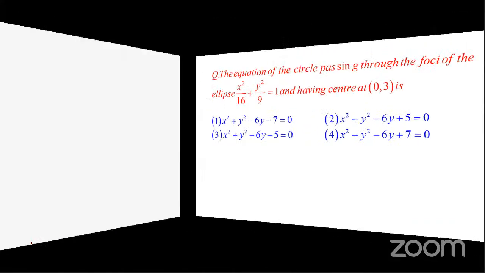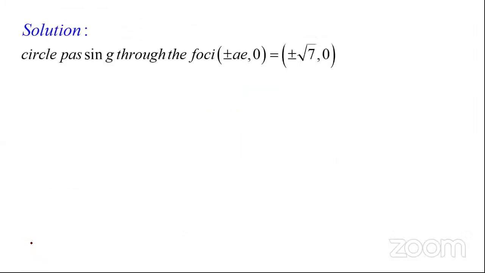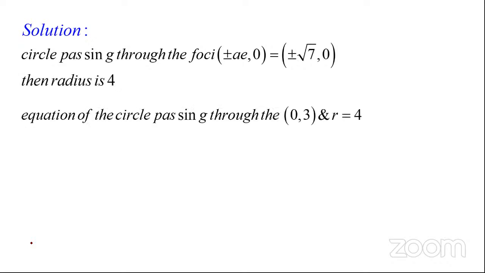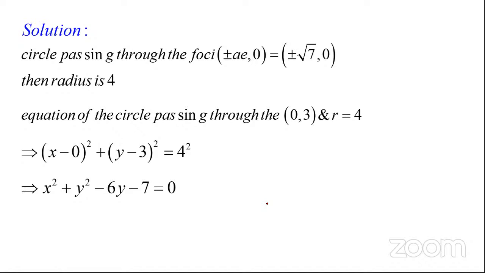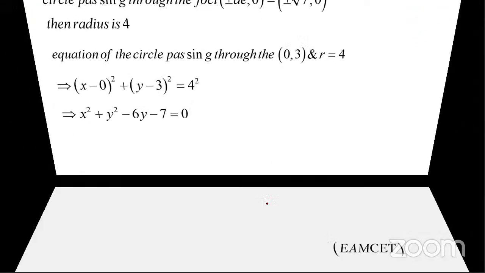Okay, next. So this is plus or minus root 7 comma 0. Then the radius is 4. The equation of the circle passing through 0 comma 3 with r equal to 4: just substitute into (x minus h) whole square plus (y minus k) whole square equal to r square. Solve the equation, then you will get x square plus y square minus 6y minus 7 equal to 0. Okay, so this is the answer. Option 1 is the correct one.